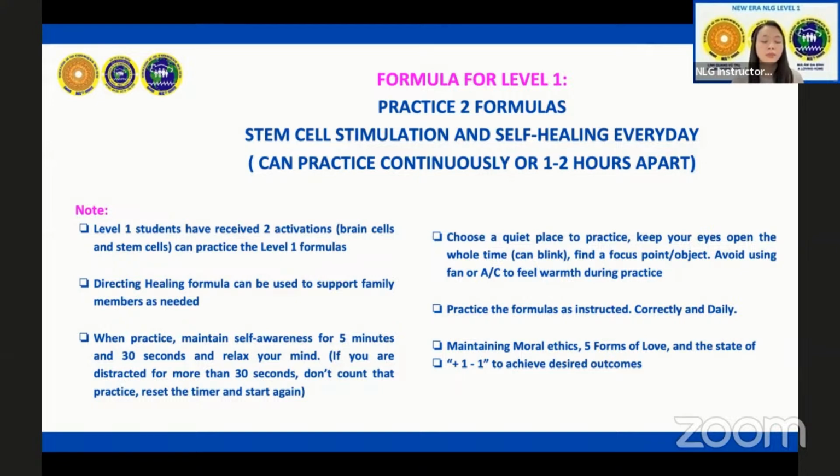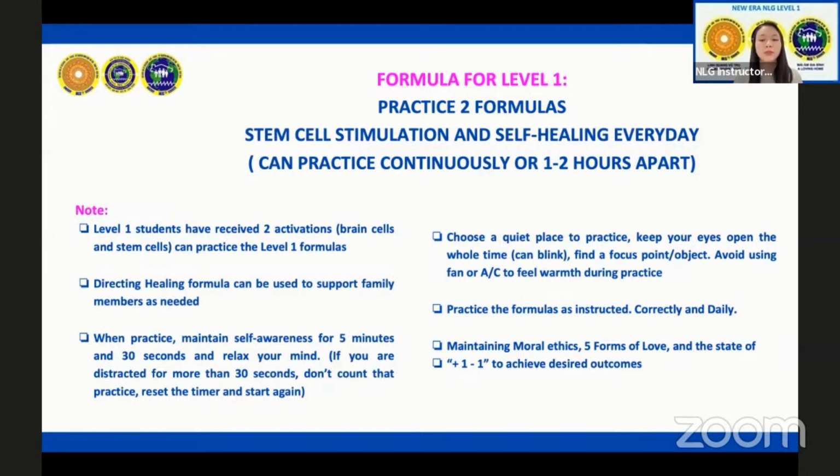When practicing, maintain self-awareness for 5 minutes and 30 seconds and relax your mind. If you are distracted for more than 30 seconds, don't count that, okay? What you would do is reset the timer and start again.